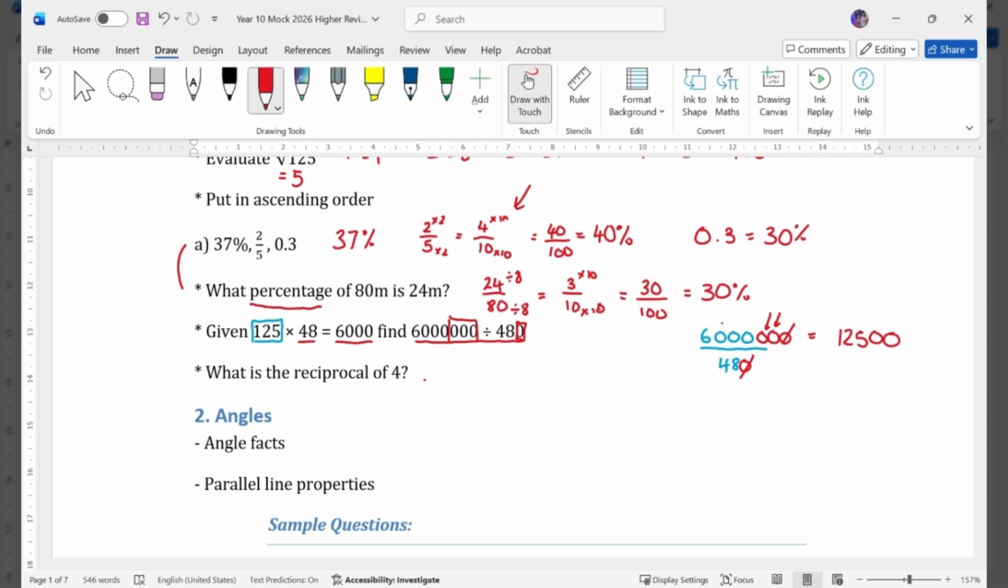I'm not adding these 3 in blue here. I'm not adding these 3 because they were part of the original number that helped me to do the divide. 6,000 divided by 48 was 125.